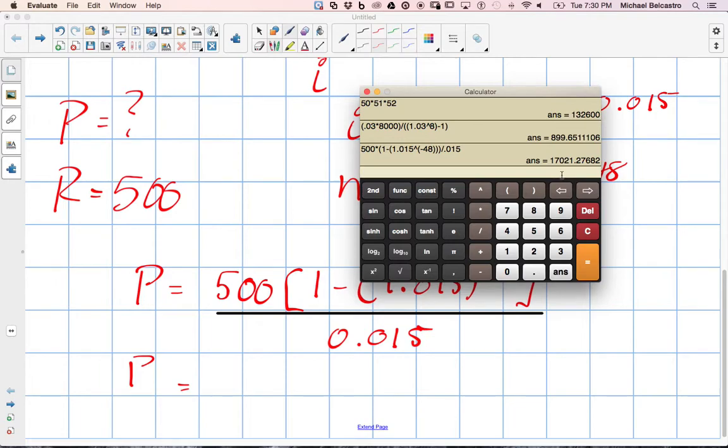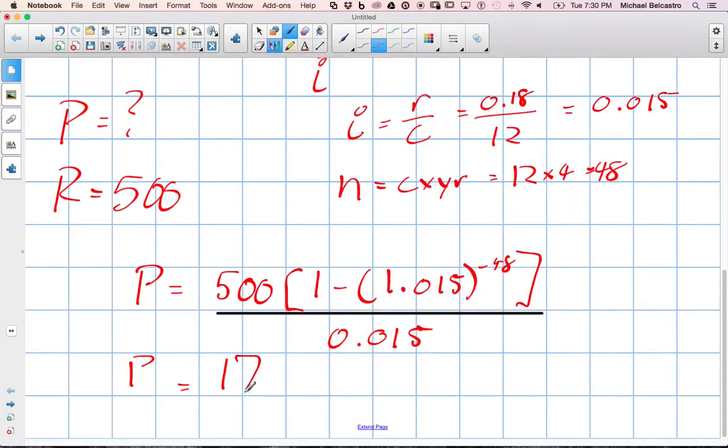Great. So it looks like this equipment is expensive: $17,021.27. So what they're saying is that's what the present value is.